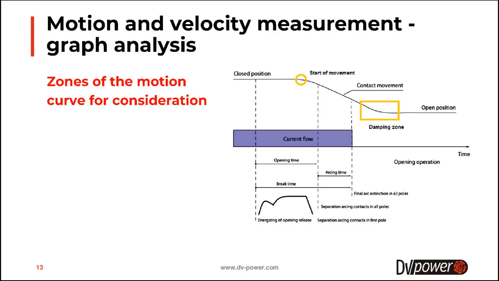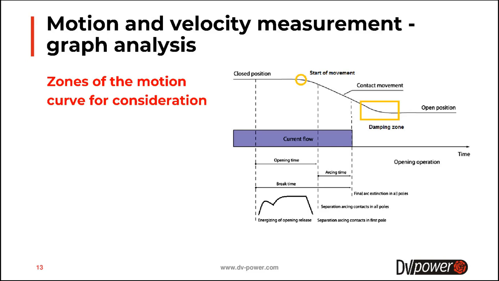These mentioned three zones are highlighted on this graph, where the motion curve is shown simultaneously with the coil current waveform, instant of the arcing contact separation, and arcing time interval. Beginning of the movement is the instant when the motion curve starts to change, which is here in this orange or yellow circle.